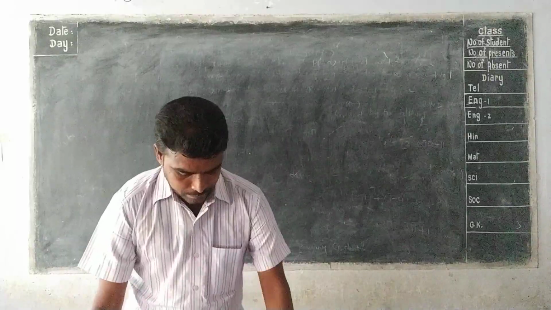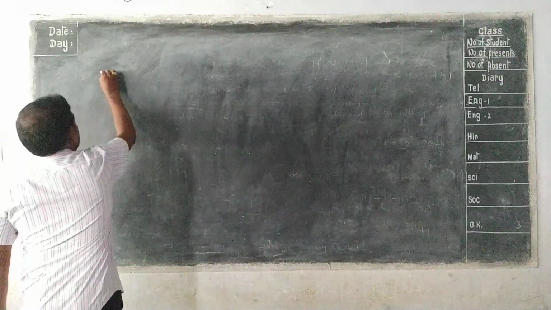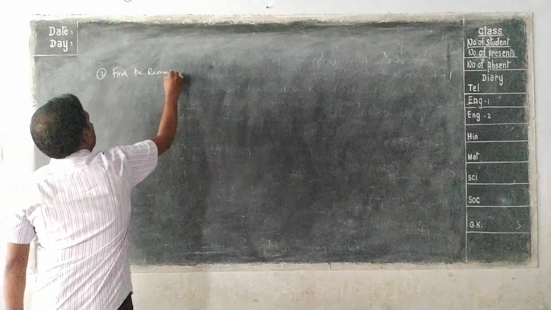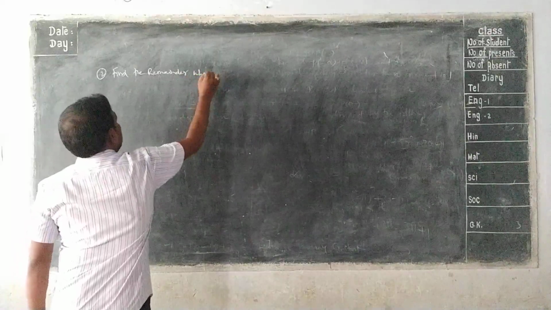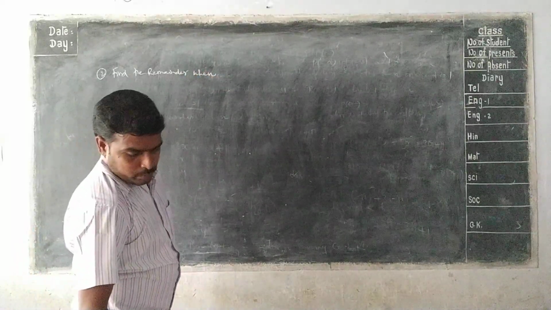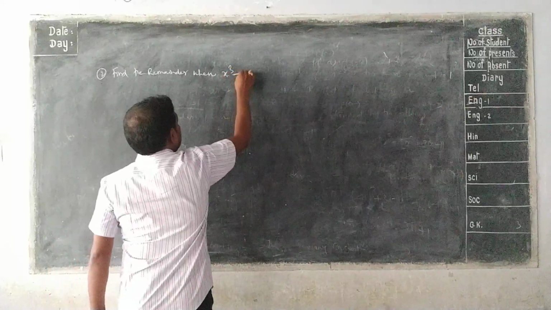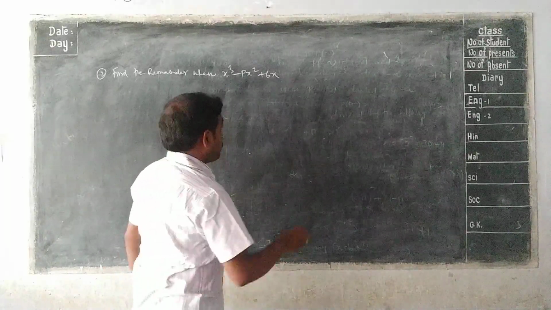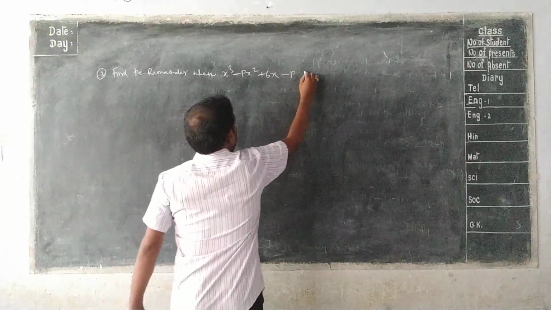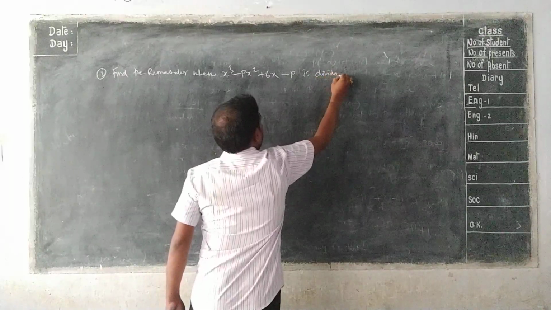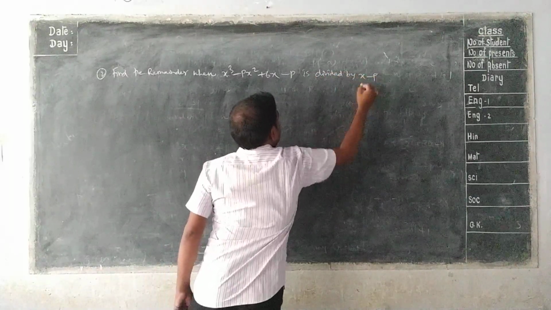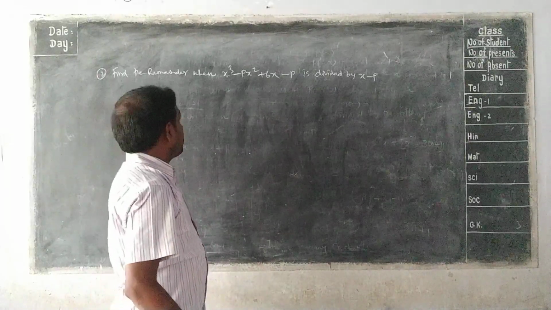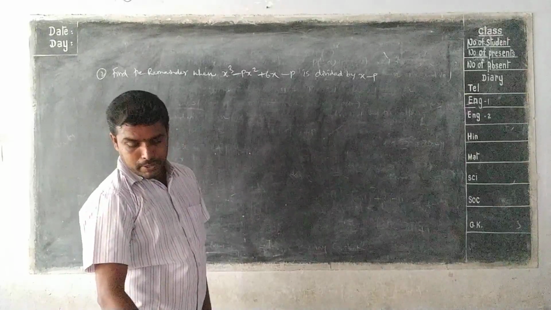Find the remainder when x cube minus px square plus 6x minus p is divided by x minus p. So you have to find the remainder when x cube minus px square plus 6x minus p is divided by x minus p.